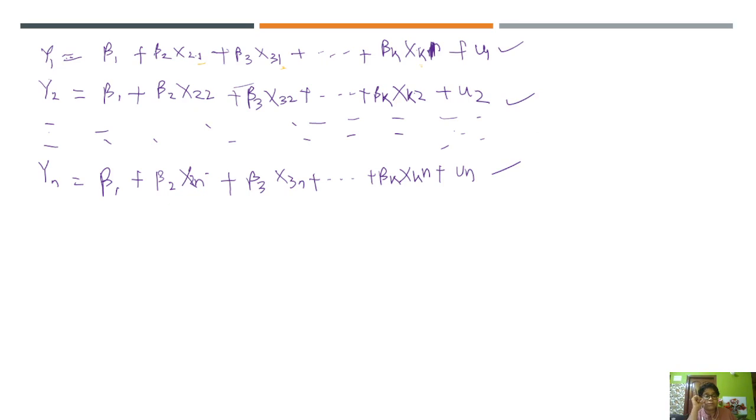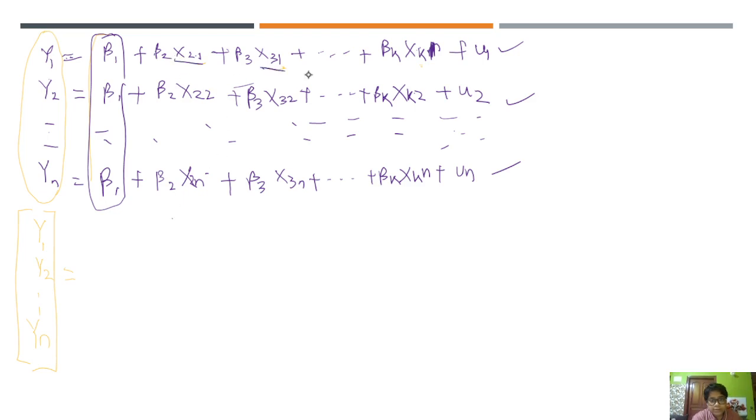So you can see that this portion, y1 to yn, can be a column vector. So you can write it as y1, y2 to yn. This is one part. Now you are going to put the x1s. But remember your beta 1 here is a constant. In order to accommodate that, how are you going to write the x matrix? You put x21, x31 till xk1 in the first row. Similarly x22, x32 till xk2 in the second row, likewise.